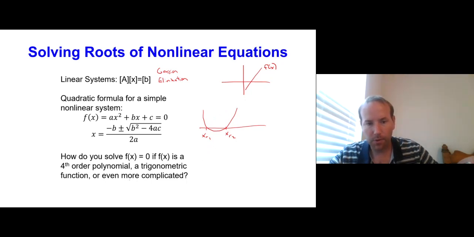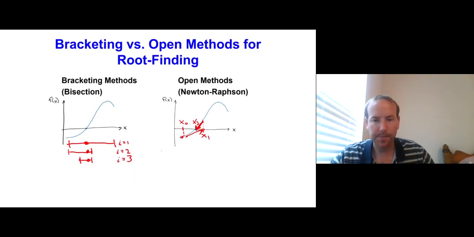For example, if you had a fourth order polynomial or a trigonometric function or something more complicated, something that perhaps looks like this, how would you find the roots of this numerically? Basically, we're going to be looking at solving where f of x is our function, and we're going to try to find the values of x at which f of x equals 0.